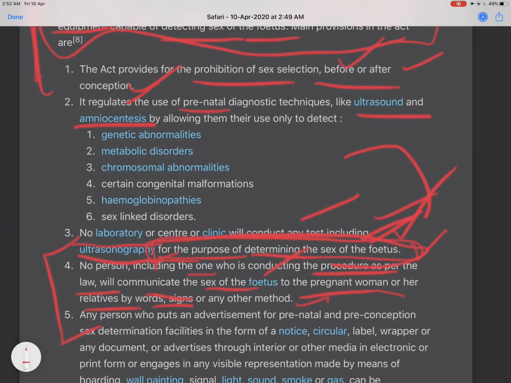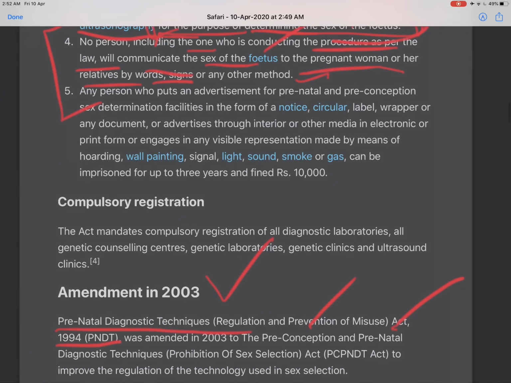It's not like somebody is messaging or emailing this, no. So this act has gone into the nerve of the people, that it's not just about words, it could be anything, sign or any other method. Any other method is also there.